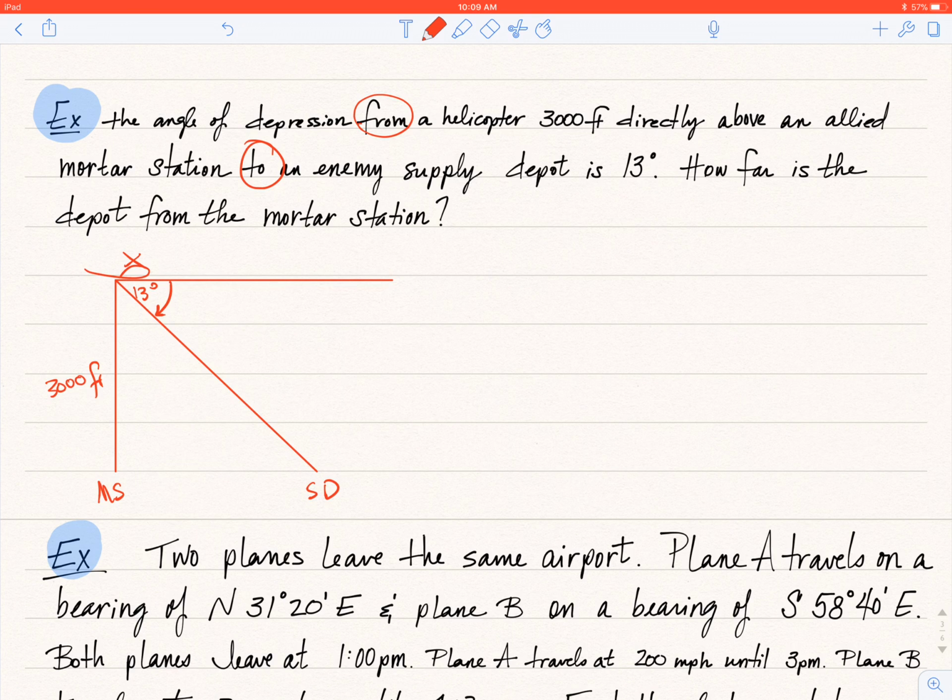How far is the depot from the mortar station? So I want to know, how far is it between these two? The problem with this is that I don't have any angles on the inside of my triangle, but I do know that the vertical and the horizontal have to make a 90-degree angle. So if I've already used up 13 degrees, then the other angle has to be 77 degrees. My 3,000 is adjacent. My X is opposite. Adjacents and opposites are used in tangent. So the tangent of 77 degrees is equal to opposite X divided by adjacent 3,000. Multiply on both sides by 3,000.